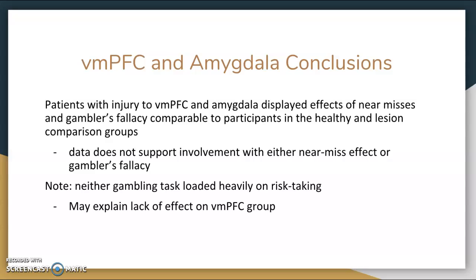So for some conclusions, patients with injury to VMPFC and amygdala displayed effects of near misses and gambler's fallacy comparable to participants in the healthy and lesion comparison group. So in conclusion, the data found does not support that the VMPFC and amygdala have involvement with either near miss effect or gambler's fallacy. One note that was made was that neither of the two gambling tasks loaded heavily on risk-taking, which may explain the lack of effect on the VMPFC group.